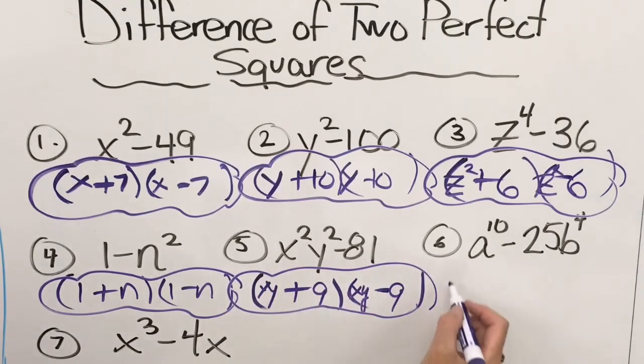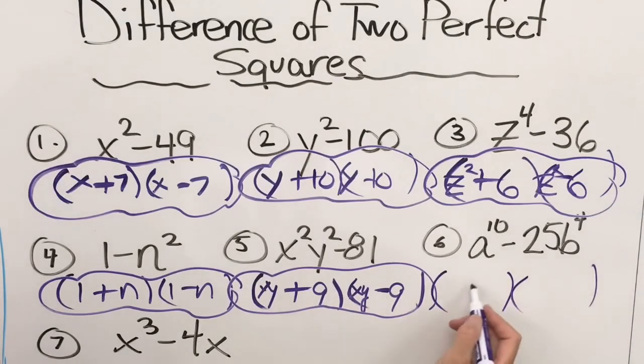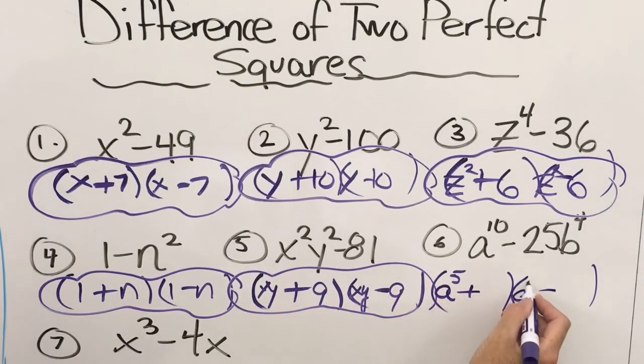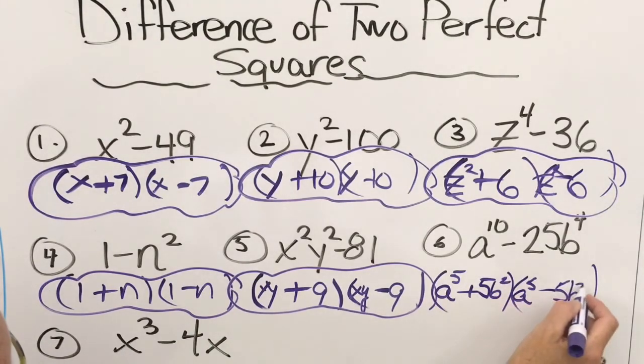This one over here, two parentheses. I'm going to try to squeeze this in. Plus minus. The square root of a to the 10th is a to the 5th. Goes in front. And the square root of 25b to the 4th is 5b to the 2nd. That goes in the back.